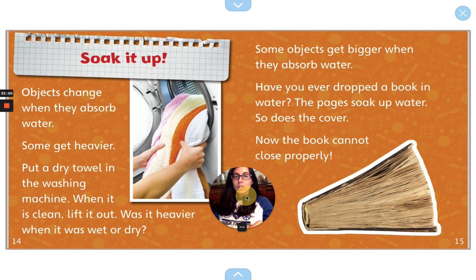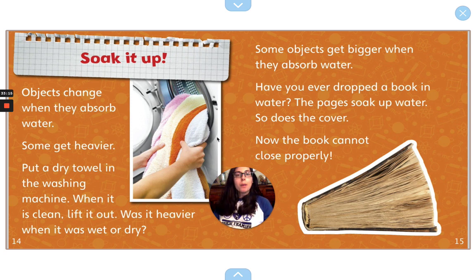Soak it up. Objects change when they absorb water. Some get heavier. Put a dry towel in the washing machine. When it is clean, lift it out. Was it heavier when it was wet or dry? You answer that. Yeah, it's heavier when it's wet, right?